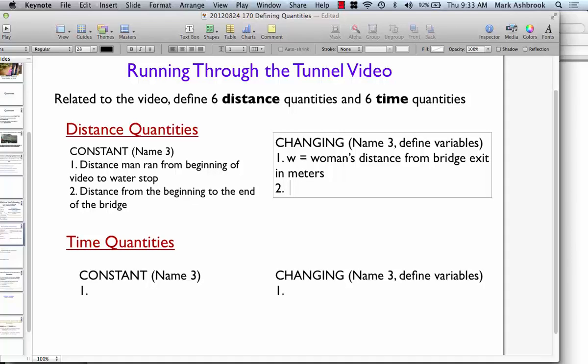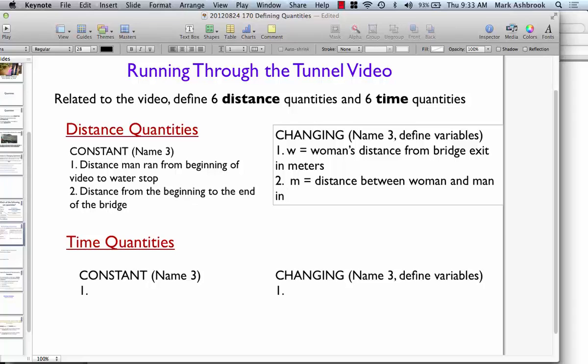Another one. The distance between the woman and the man. Good. What do you want to call that? M. Pick something else. Inches. There you go. How about this? Is it a quantity? Is it a changing quantity, first of all? Yep. It changes because she passes him. So that must change. Is it specific enough? Sure, you're measuring the distance between the two people, and then we've got units. Okay, cool. Good job.